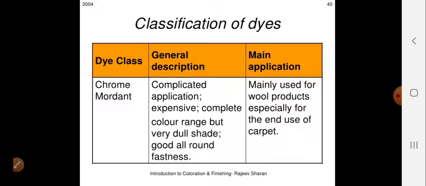Chrome modern dye class. Application is very complicated and expensive, with a complete color range, but all the shades are dull. Good all-round fastness. So both wash and light fastness is good. Mainly used for wool products, especially for end use of carpet. So modern dyes are mainly used for dyeing carpet-like products.